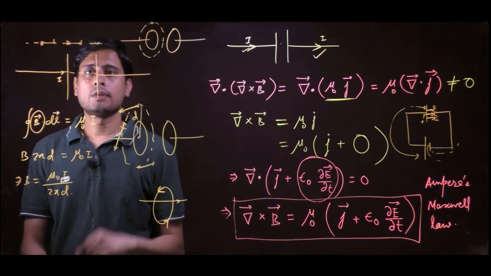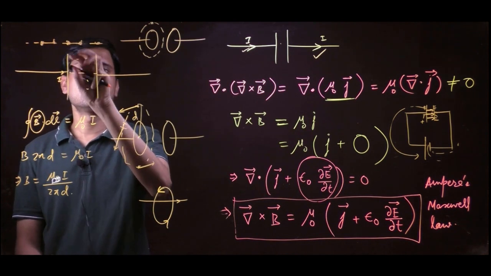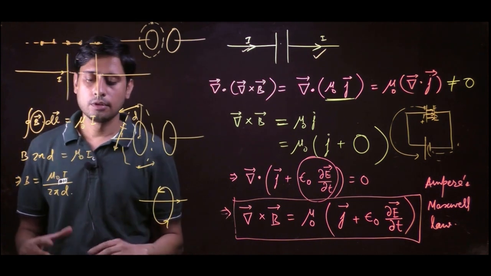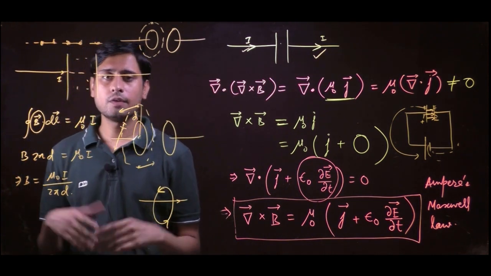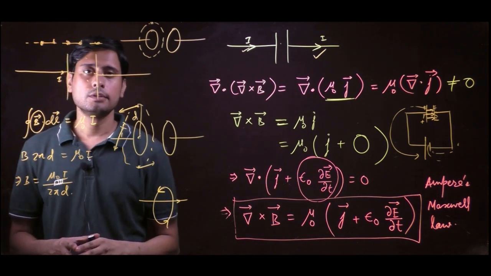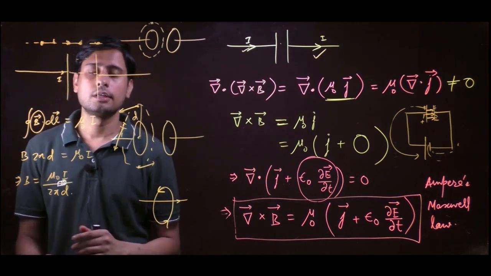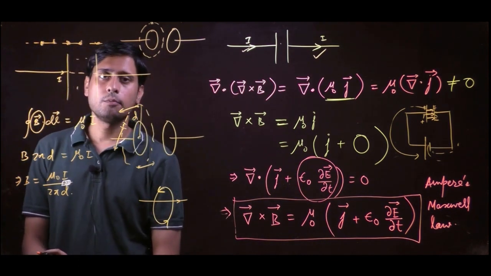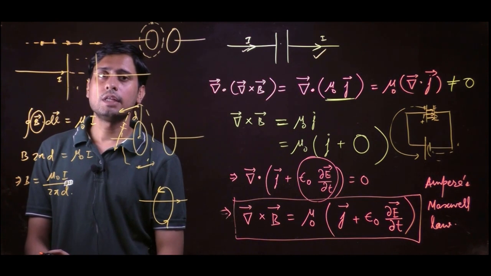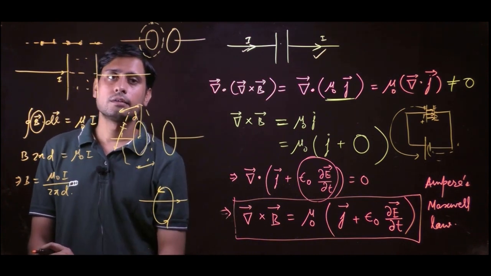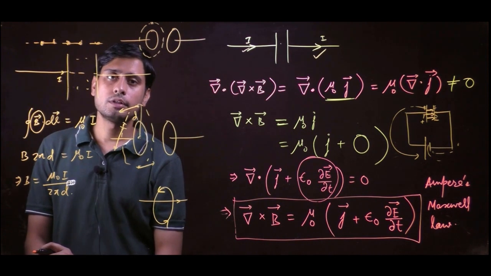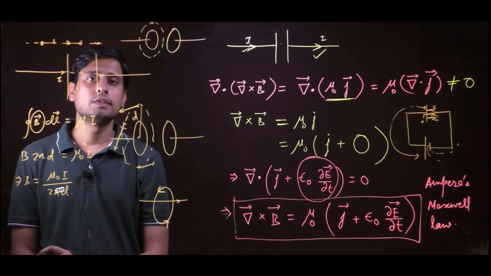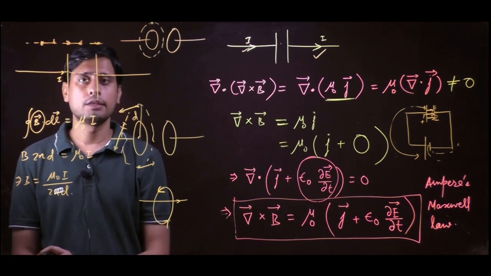So how is this possible? If there is no current inside this capacitor, then how can it generate a magnetic field here or here? This was already coming up in the experiments, so we have to explain it theoretically. Maxwell thought that there must be something generating the magnetic field, and he thought that there must be a change in electric field which is causing the generation of magnetic field.